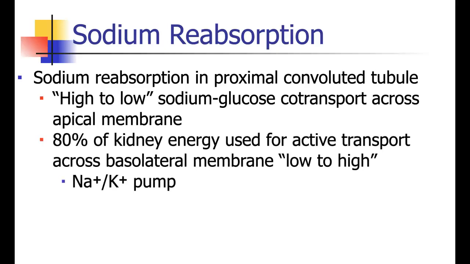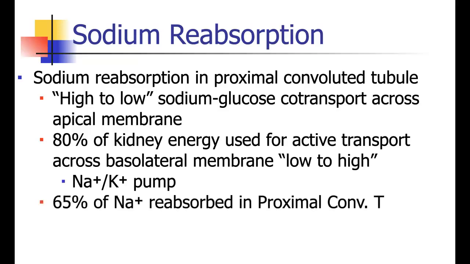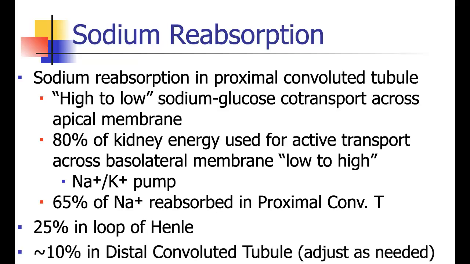Okay. About 80% of kidney energy is used for active transport across the basolateral membrane. So remember the sodium potassium pump? We had them in the brain, now we have them here in the kidneys. Okay. And actually about 65% of sodium is reabsorbed in the proximal convoluted tubule, a further 25% in the loop of Henle, and only about 10% in the DCT, the distal convoluted tubule. But this one's easy to adjust, actually.